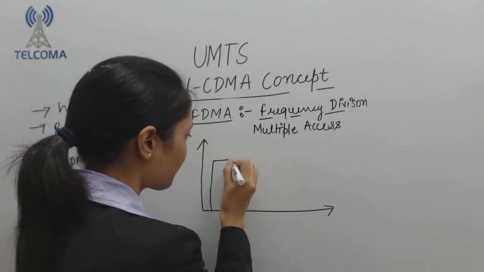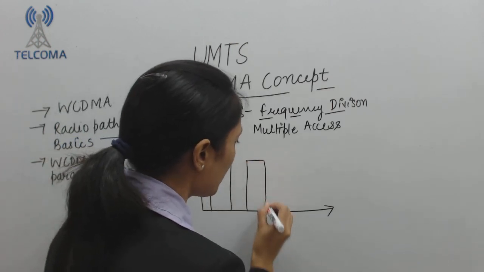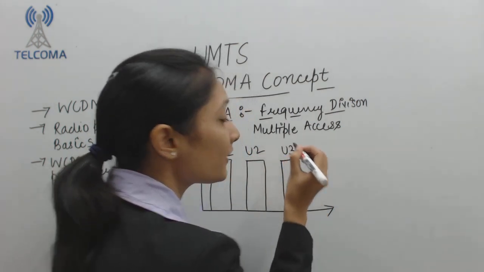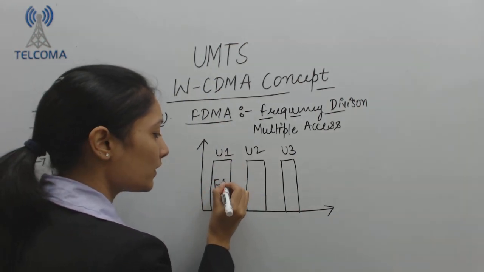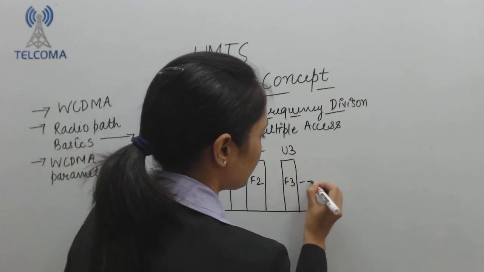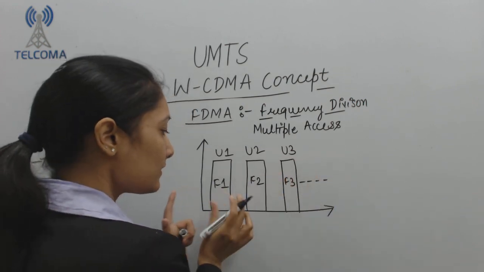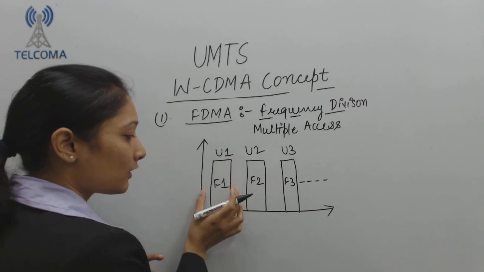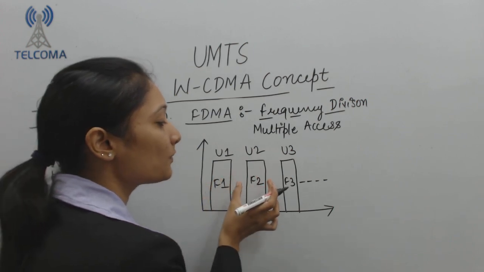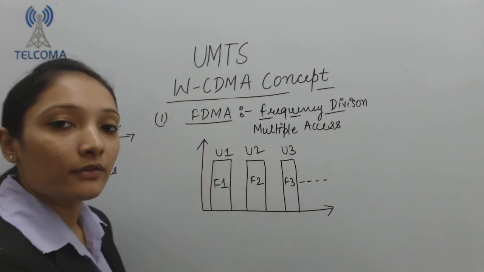So that means each of the users in the system will have different frequencies. User 1 will have his own independent frequency, similarly user 2 and then user 3. So the number of users can have their own independent frequency. This frequency is allocated to this user. That means this is a dedicated resource. This frequency cannot be used by another user until this frequency is freed by this user.